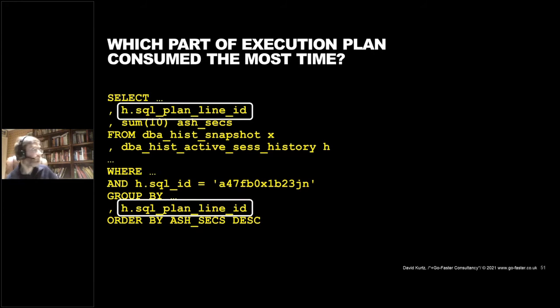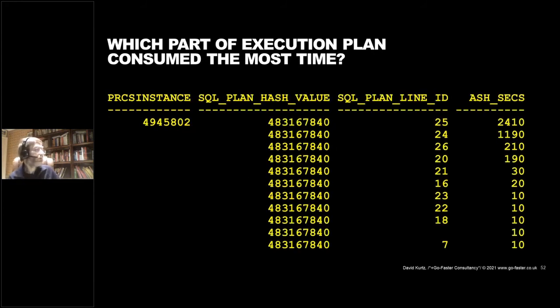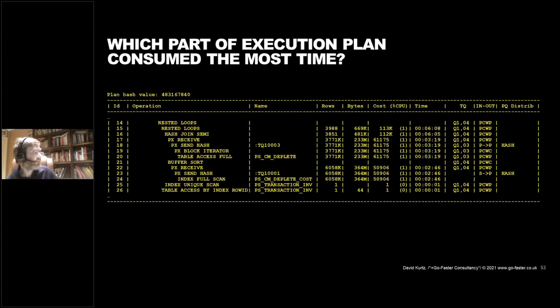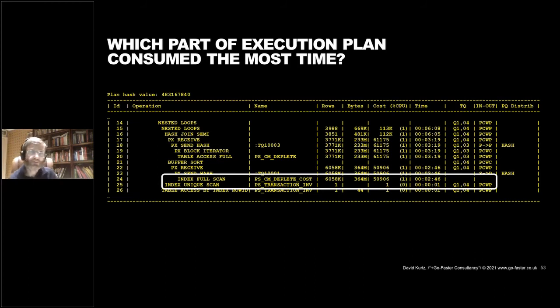So I group by SQL plan line ID. And now it's very obvious which two lines in my execution plan spent the most time. And that's the area I should focus on. So lines 24 and 25, here's my plan. It's these two lines. Whatever it is that's going on here, this took me the most time. Why? Doesn't matter for today's presentation. Now you're into analyzing SQL and you've got to look at the execution plan. But ASH will lead you to the place where you need to dig further.